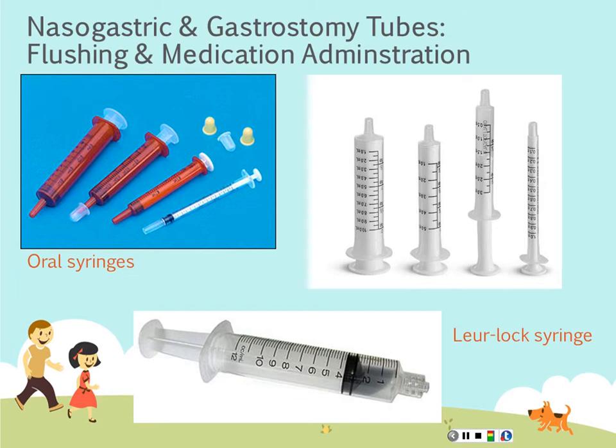Versus on the right, with the oral syringes at the top, it's very easy to see the meniscus, and you can see how much medication is in there. However, it does look very similar to the Luer-Lok syringe.